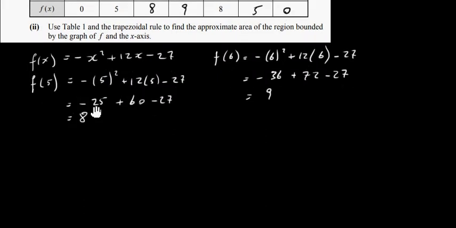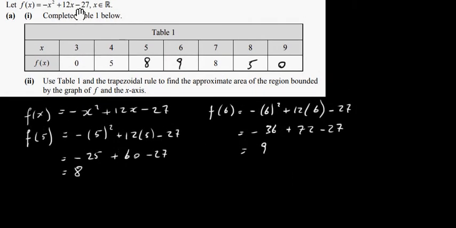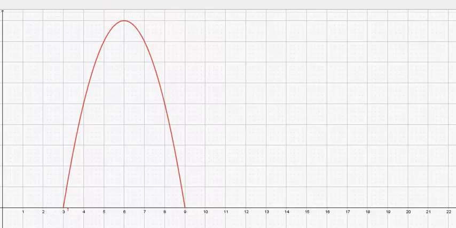So let's have a look at this second question then. We have to use table 1 and the trapezoidal rule to find the approximate area of the region bounded by the graph of f and the x-axis. So when you draw this function, you should get this graph between 3 and 9, and what they're asking for is the area bounded by this curve and the x-axis.